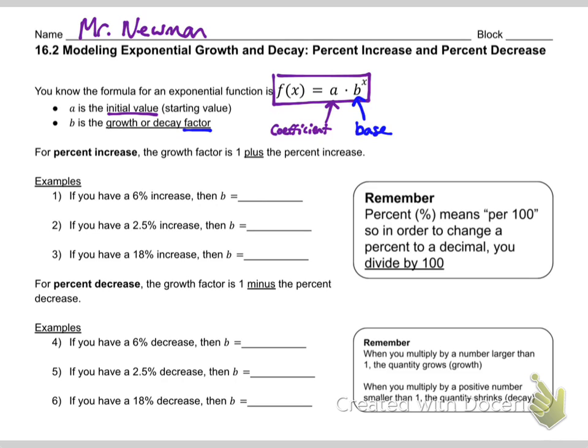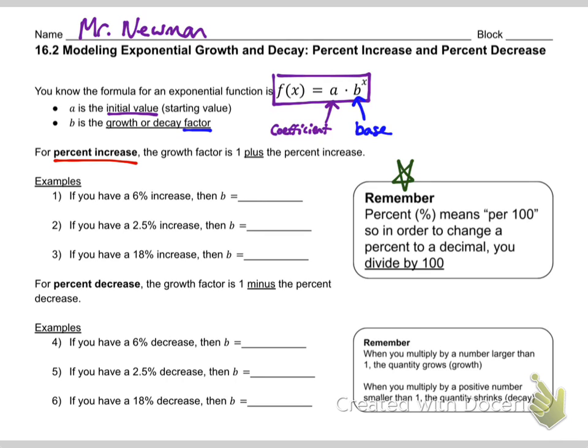So the new words we're going to be using are percent increase and percent decrease. For percent increase, what we do is the growth factor, the number we're multiplying by, in other words b, is 1 plus the percent increase. So for example, if we have 6% increase, then b is going to be 1 plus that.